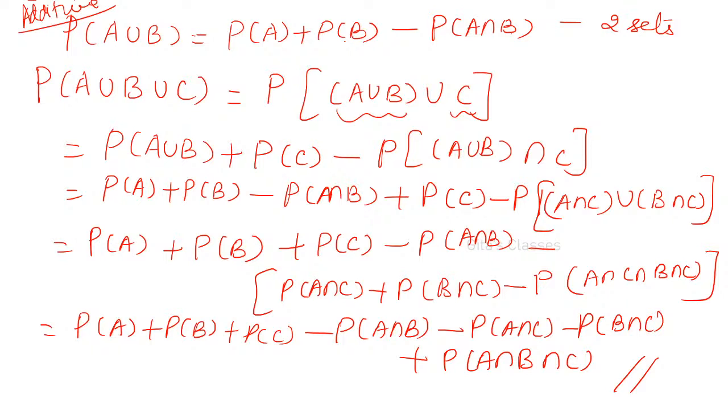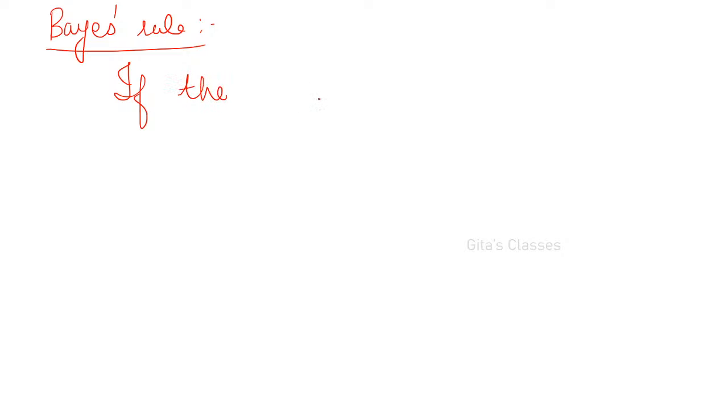Next is Bayes theorem. Very, very important theorem. Last time they asked for the statement. Sometimes they'll ask for the proof also. State and prove Bayes theorem can be asked. You can say Bayes rule or Bayes theorem. What is the statement? Please write along with me.